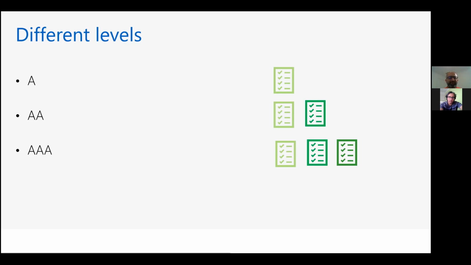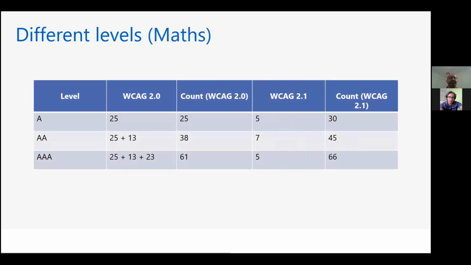How difficult or easy each level is to achieve comes down to a little maths. For A, under WCAG 2.0, there are 25 guidelines or rules which we need to comply with, and with WCAG 2.1 there are 5 additional guidelines, so the total becomes 30. If a project or a team is working for the AA standard, they will need to cover overall 45 guidelines. And with AAA, there will be 66 guidelines.